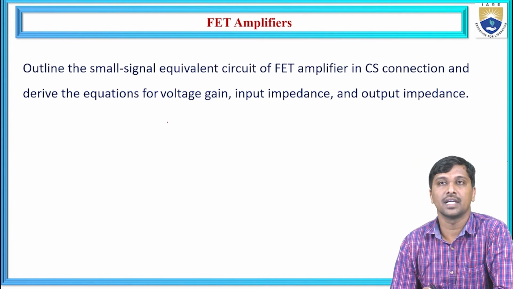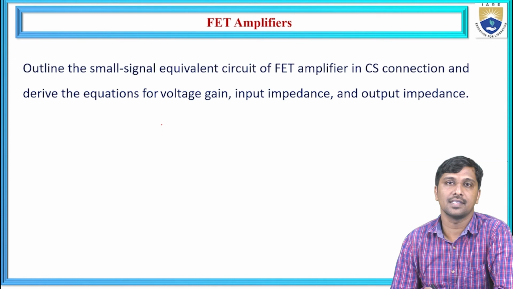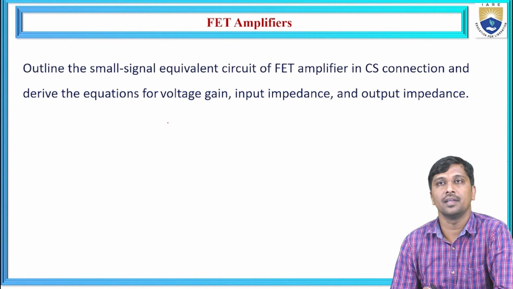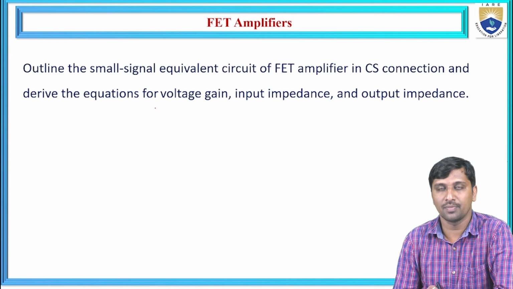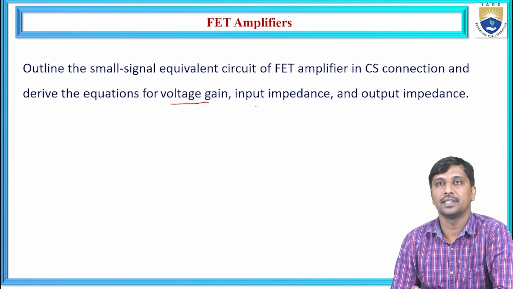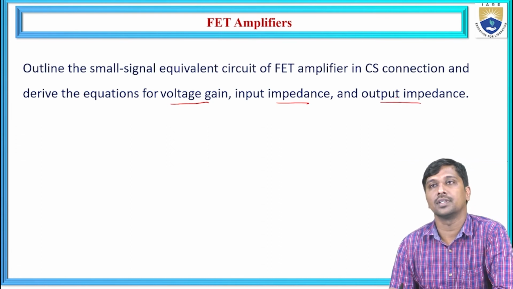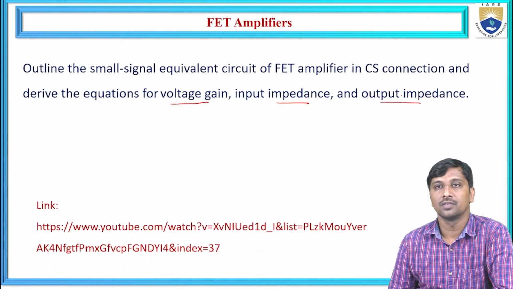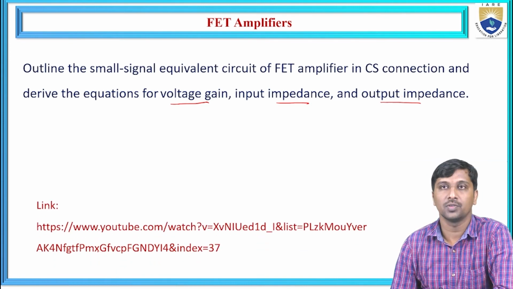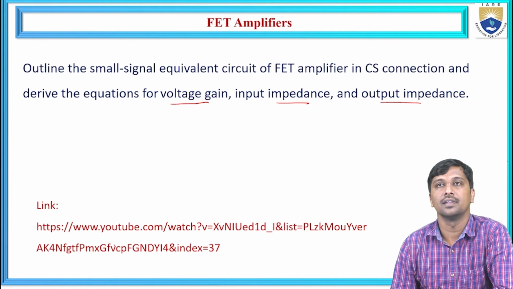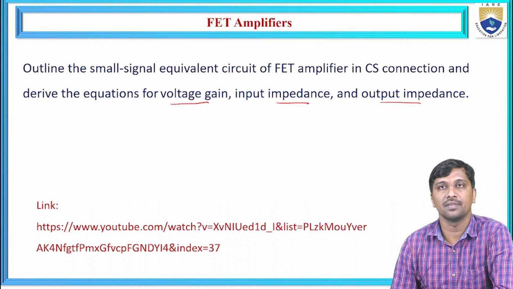Then that should be converted into your external diagram. You should place your external biasing resistances, like input resistance RG and output resistance RD. Then apply KVL, then identify the mathematical relations for voltage gain, input impedance, as well as output impedance. If you want, you can refer to this link, in which we observed the analysis of common source amplifier by using the small signal model.